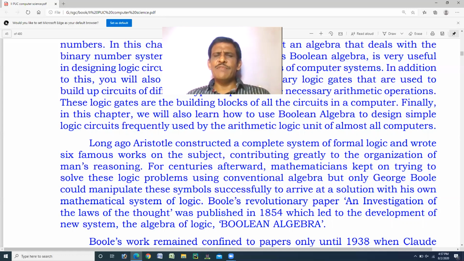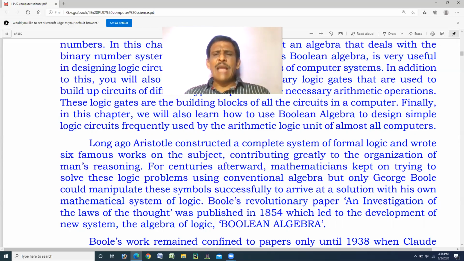For centuries afterward, mathematicians kept on trying to solve these logic problems using conventional algebra, but only George Boole could manipulate these symbols successfully to arrive at a solution with his own mathematical system of logic. After Aristotle, mathematicians started solving logical problems, but success was gained by George Boole.